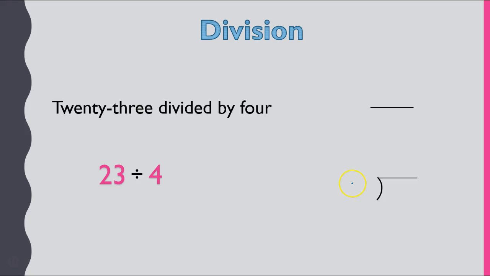How about this one? 23 divided by 4. Did you remember to flip the numbers around? 23 divided by 4. Some students get this backwards too. They start from the bottom up, but you always start from the top down.